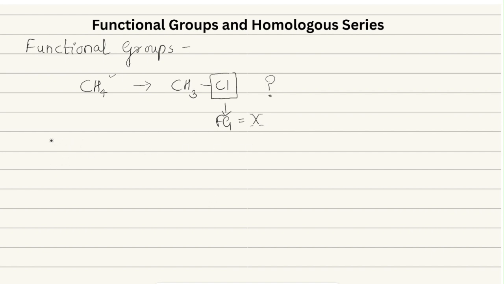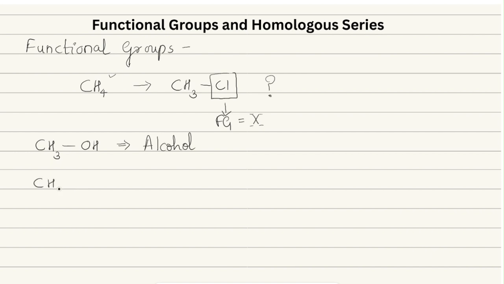Let's see some other functional groups. I'll take the same methane. I will replace a hydrogen here by OH. So OH is the functional group. It's a group of atoms, that is oxygen and hydrogen, and we call this molecule an alcohol. Since there is one carbon, we call this methanol. So the OH is the functional group for the given molecule.